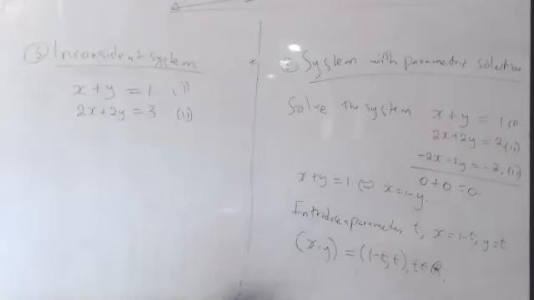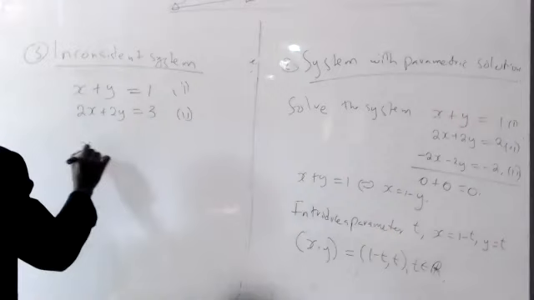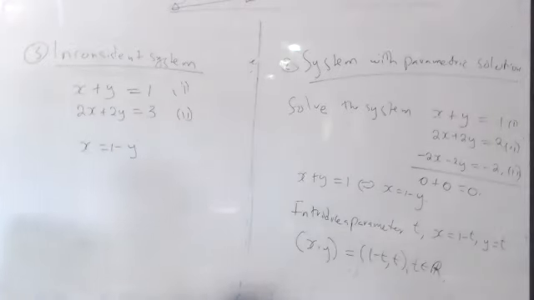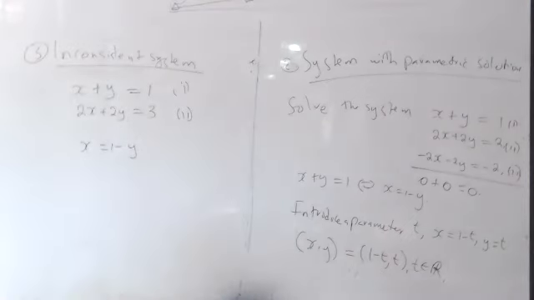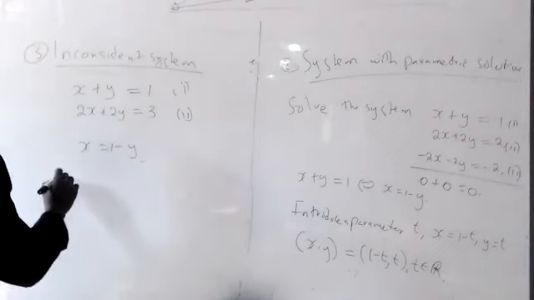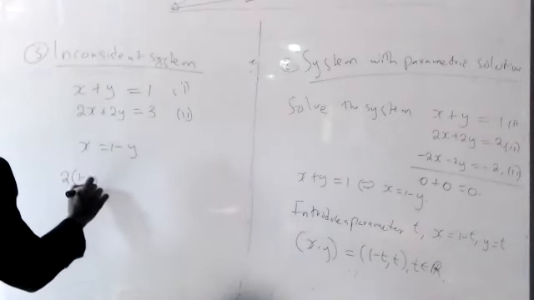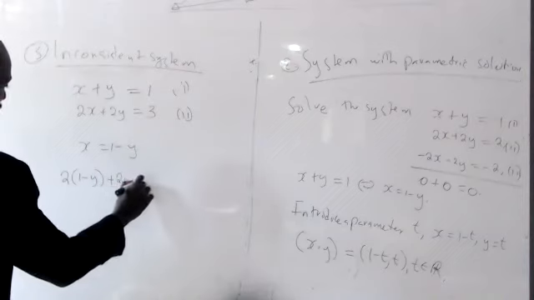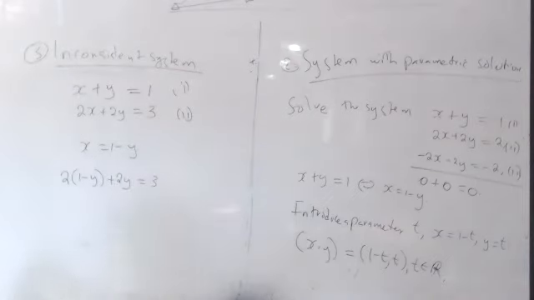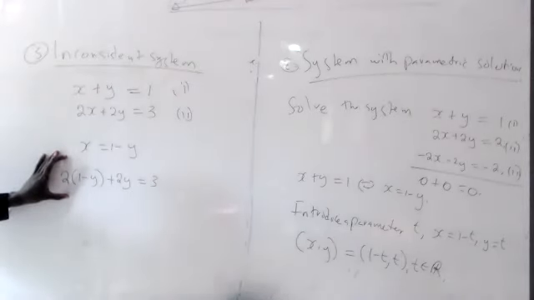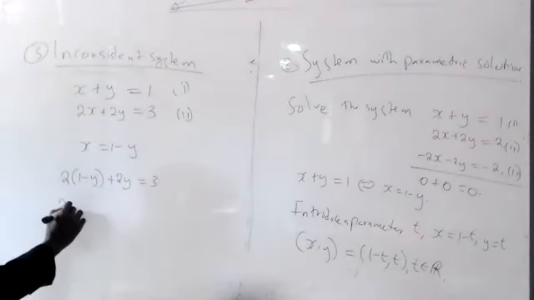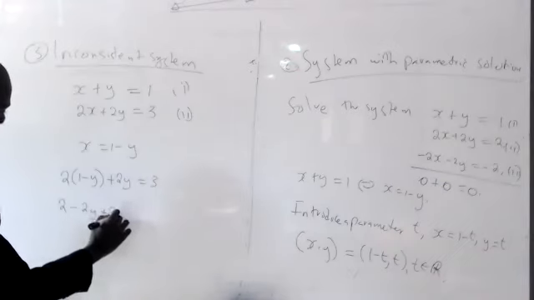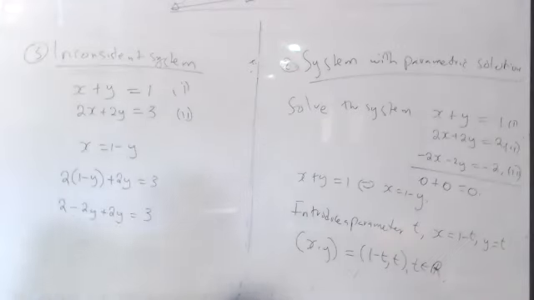Substitution. So you see the first equation, I can write x as 1 minus y. I've subtracted y from both sides of the first equation, okay? Substitute this in the second equation. So 2 into x, so 2 into 1 minus y plus 2y must be equal to 3, okay? Is everybody fine with this step? Yes. Open the brackets. 2 minus 2y plus 2y is equal to 3.